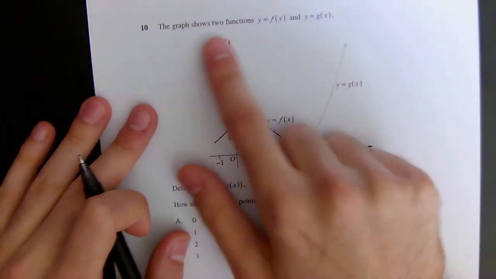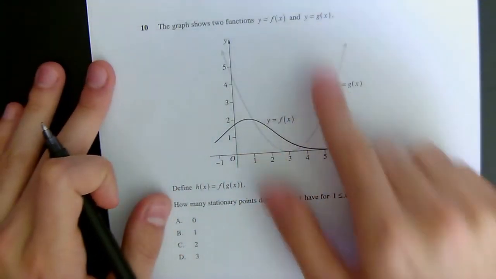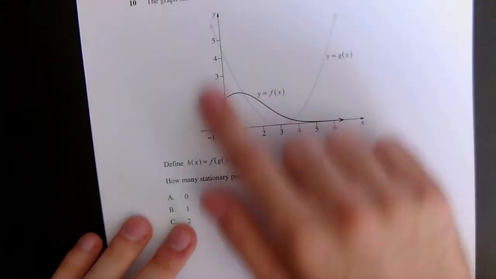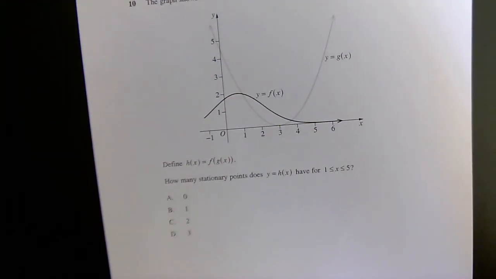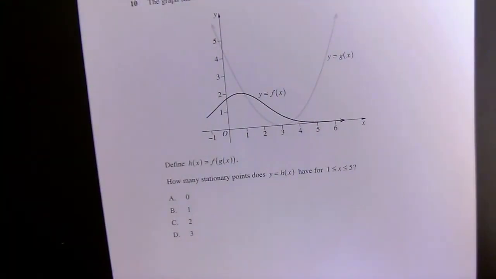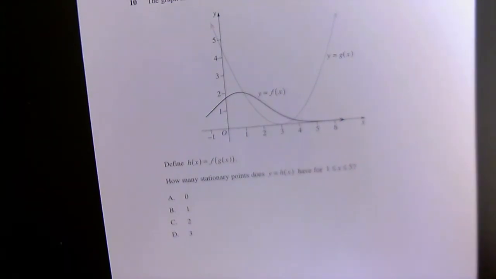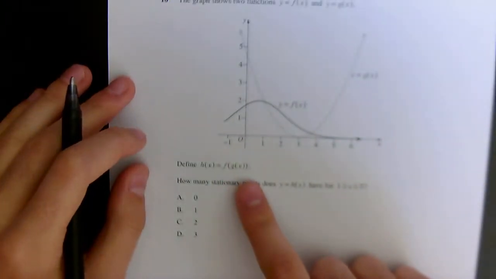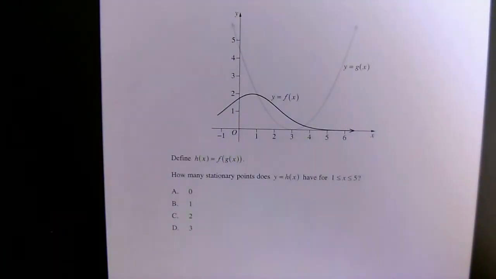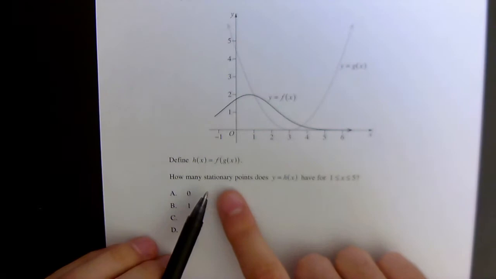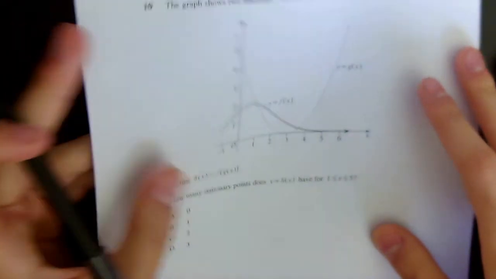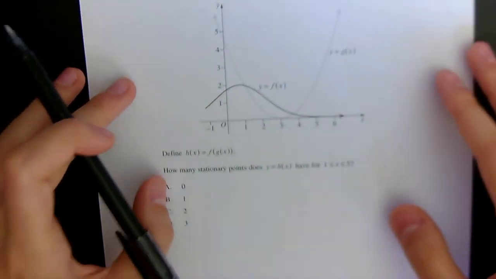It's saying the graphs of two functions y equals f of x and y equals g of x are shown. Okay, so this is the graphs and what it looks like. Alright. And then the question says, define h of x equals f composed with g of x. So we're defining a new function h of x as f of g of x. And we're saying how many stationary points does h of x have? Okay? Is it 0, 1, 2, or 3?